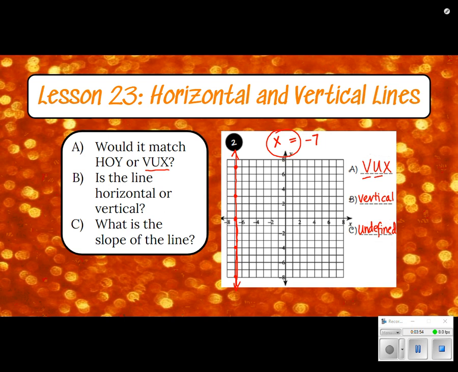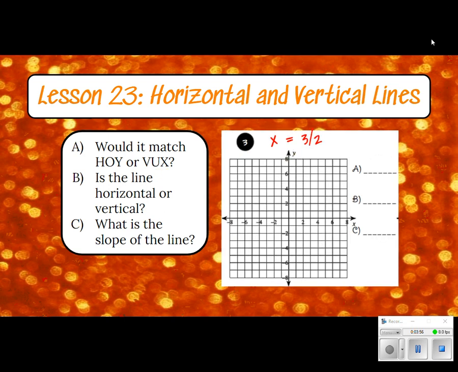So let's look at another example. I want you to try this example. Try to figure out A, B, and C. Pause the video.